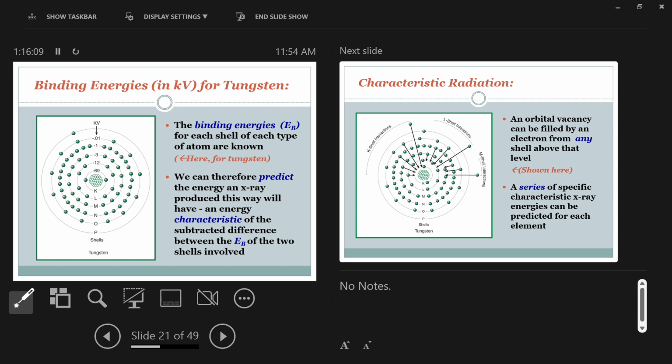That would also mean you would find tungsten on the periodic table towards the left side. I won't go into that right now. Tungsten has all the way up to a P shell.